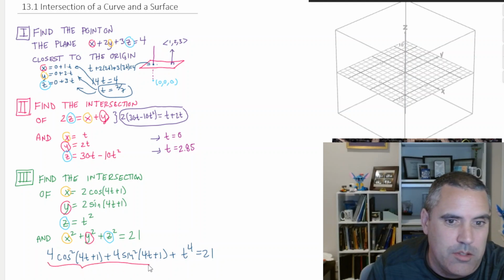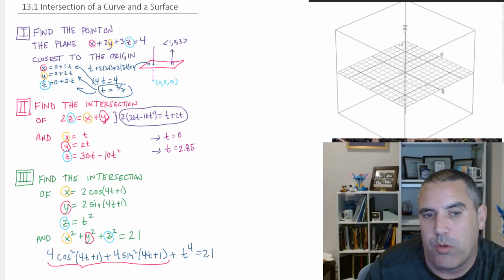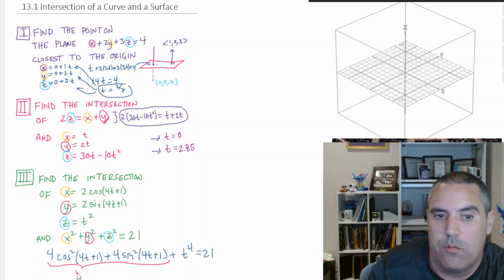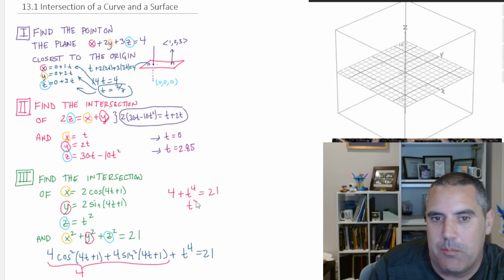This right here, and you should be looking for this because we have a lot of spiraling problems in this course, is just 4. Think about why that is. If you factor out the 4, then it's sine squared plus cosine squared. And so altogether you get 4 plus t to the 4th is 21. Again, it's a made-up example.